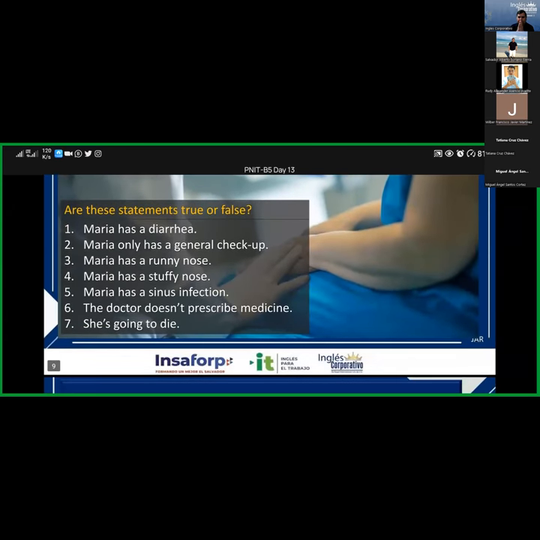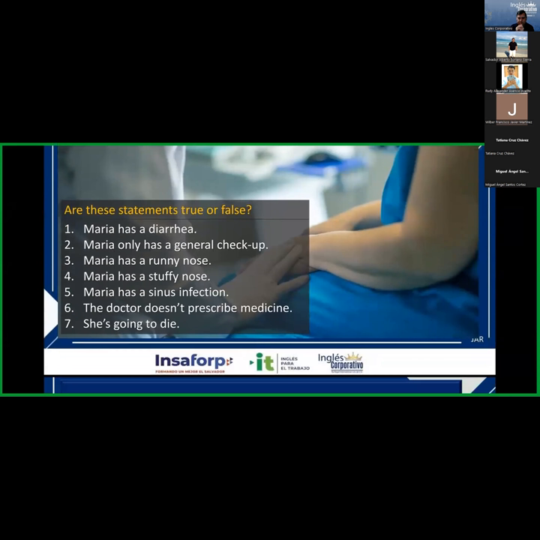Okay, vamos con true or false. Ya no faltaba nadie más, ¿verdad? No. Okay. Are these statements true or false? Maria has a diarrhea? Maria has a diarrhea. It's false. It's a lie. False. Yeah, false. That's gossip.